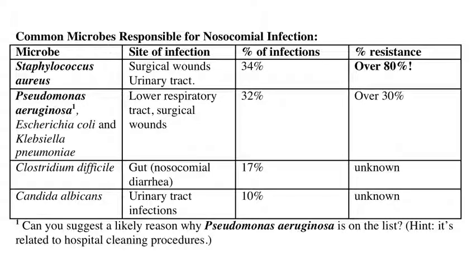Here's a table of the most common culprits. Staph aureus is usually the culprit for surgical wound infections as well as urinary tract infections. So 30% of the iatrogenic infections are UTIs, urinary tract infections, and of those 30%, 80% of the time it's caused by Staph aureus. You can look at these other statistics here as well at your leisure.